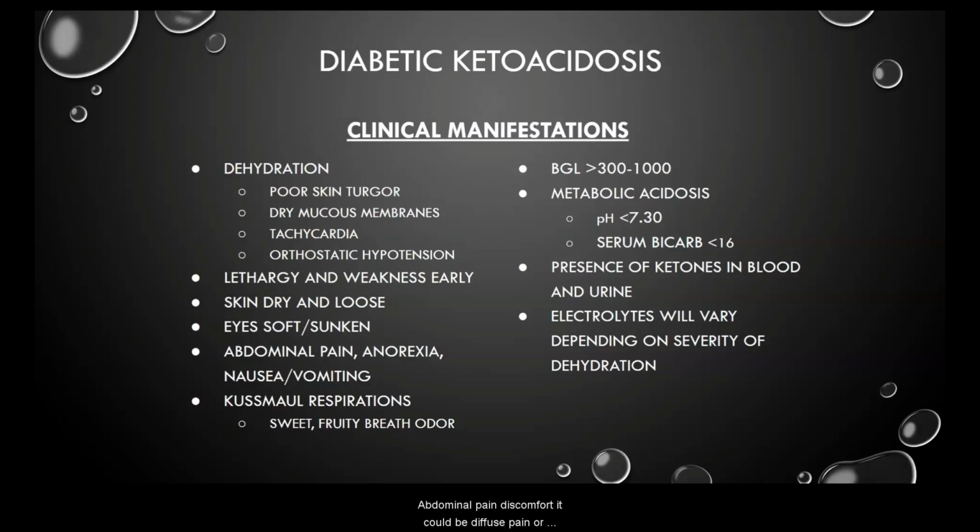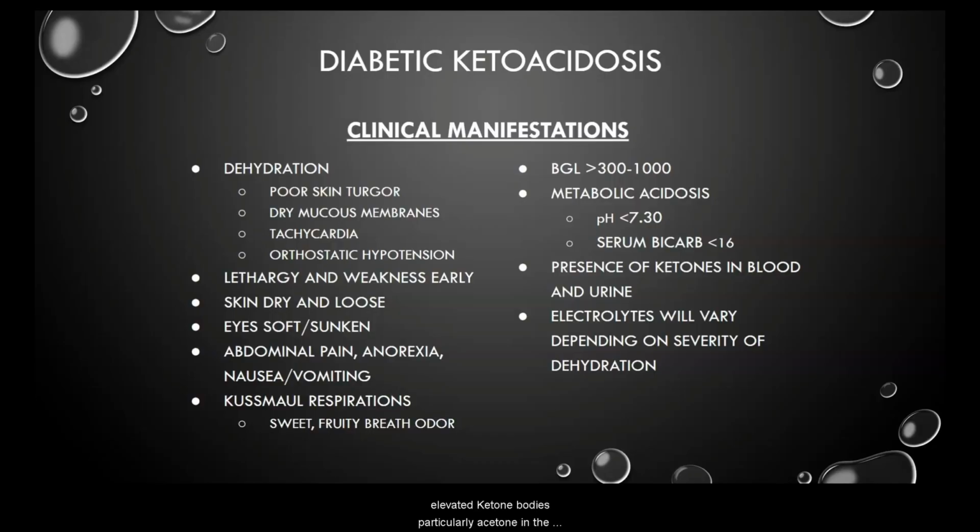Abdominal pain, discomfort, it could be diffuse pain or maybe even localized directly in the abdomen. Kussmaul breathing is probably one of the hallmark signs of DKA. So Kussmaul breathing is that compensatory mechanism to reduce the blood acidity by blowing off CO2, so blowing off carbon dioxide. So that deep and rapid breathing pattern, kind of that fruity odor to their breath as well.